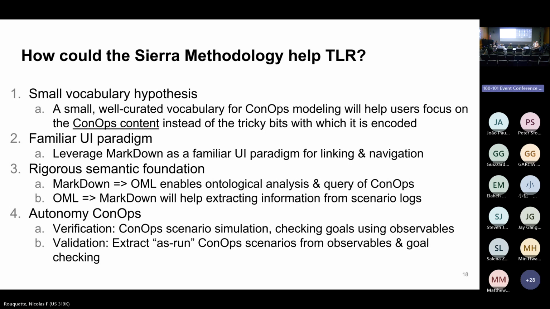The rigorous foundation there is important in that going from markdown to OML, of course, we want to do the analysis and so on. But the other aspect is from OML to markdown, in that there's a rich amount of information from scenario logs that I want to extract and push as OML data, almost as if to say, the rover did this particular thing in this particular test, turn that into a scenario as if someone had written it, and compare whether that scenario of what the rover did matches the intent specified by a system engineer. That way, we have a richer form of verification and hopefully automate the process of extraction and verification. And so I believe there's a paradigm of autonomy ConOps that does this kind of verification and validation on the basis of observations and goal verification.